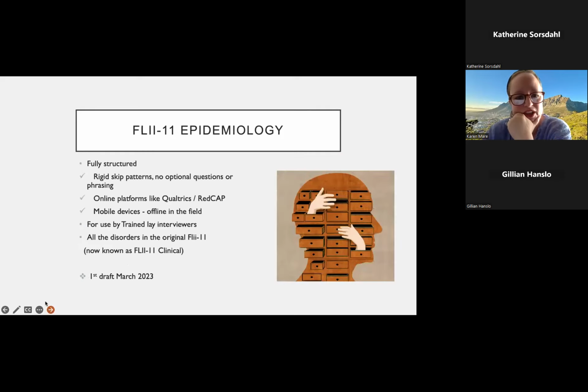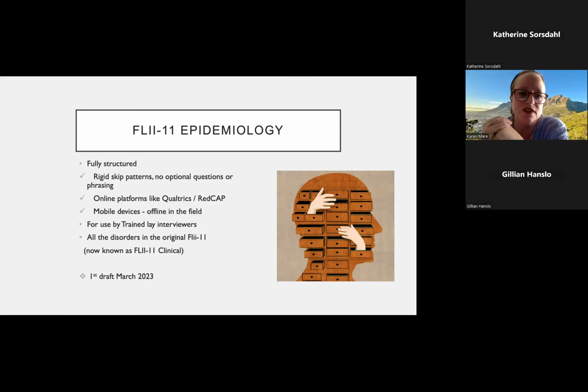And so very quickly, I created a version of the FLY, which is called the FLY Epidemiology. Something that is a lot more rigid in terms of the skip patterns and the optional questions and the phrasing. There's no freedom of skipping questions or rephrasing questions or adding questions, other than what the program tells you. This is something that now can be programmed into an online platform like Qualtrics and REDCap. In other words, people can do these surveys with mobile devices offline in the field, because these programs have offline capabilities. You enter the data, and once you get to where you've got Wi-Fi, it uploads the data.